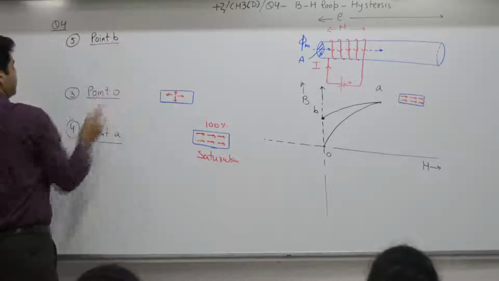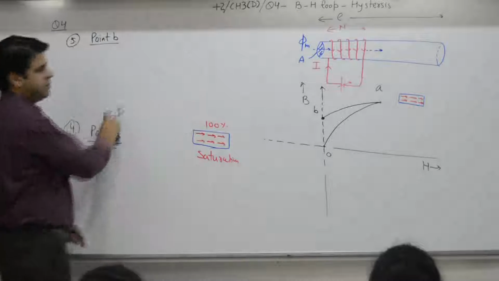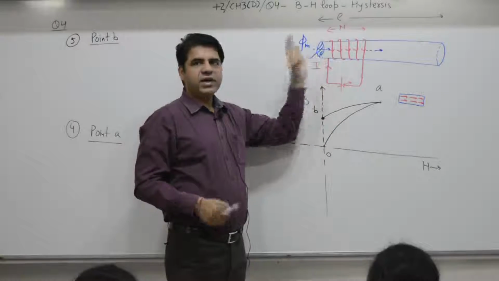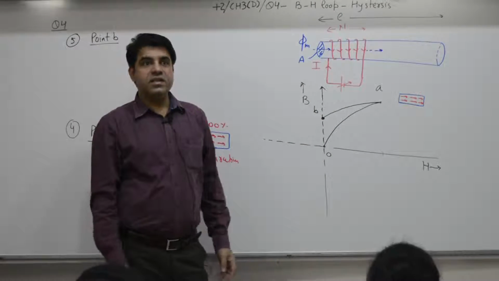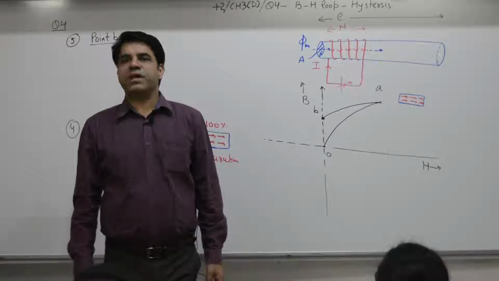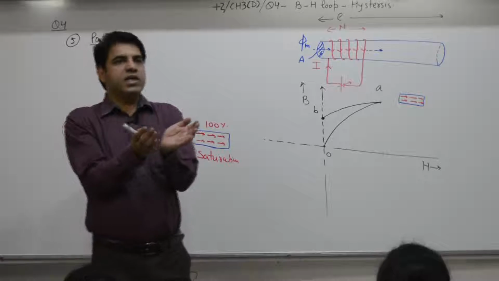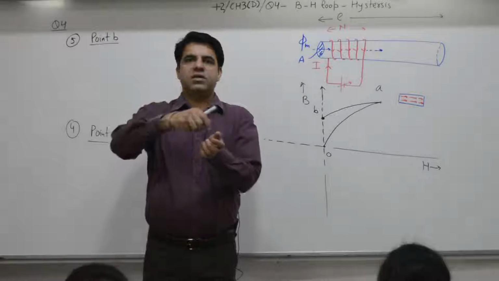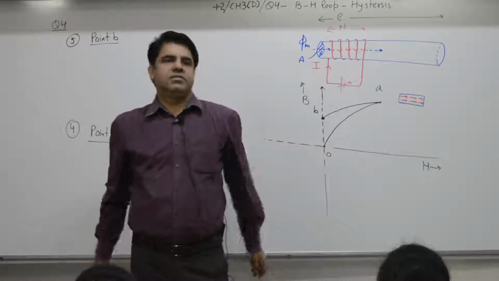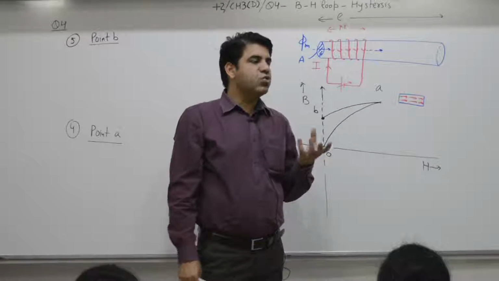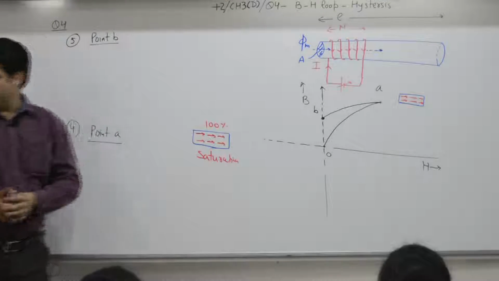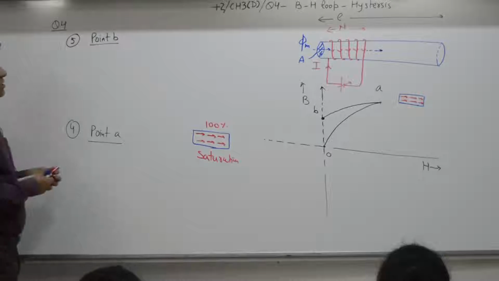Can anyone explain? H you have reduced to 0. Current is 0, you can eliminate this wire. Still, there is some magnetism. Why? Residual magnetism. If in any container, any utensil, you have milk, then you empty it, after that also there is some effect of milk. Agreed or not? This is known as the residual effect. Residual magnetism. That means you have reduced the value to 0, but still there is some magnetism left.